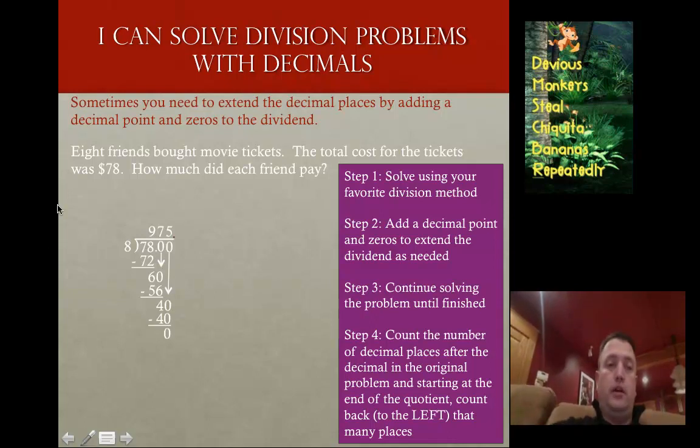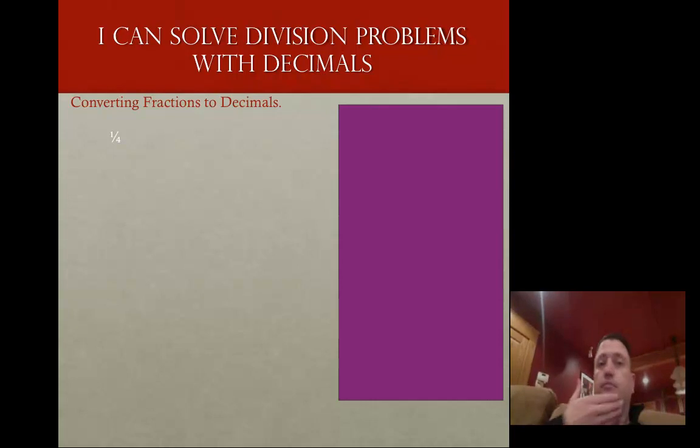Decimal at the end. Again, I added 2 numbers after my decimal point, so I'm going to slide back to the left 2 spots. And the answer is going to be $9.75. Okay?